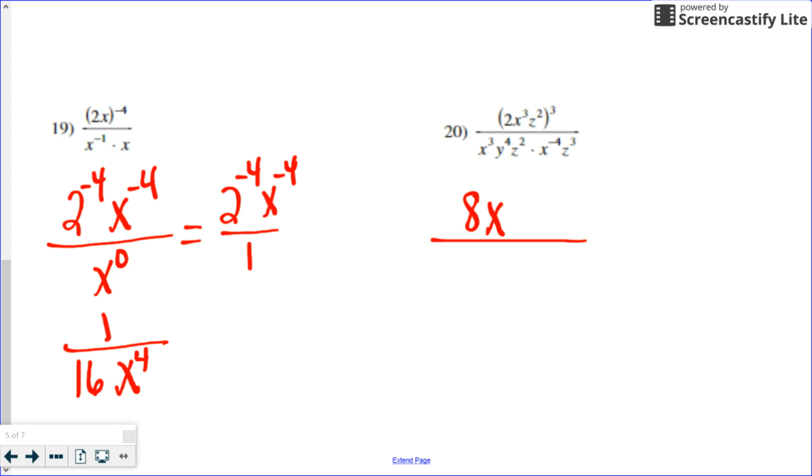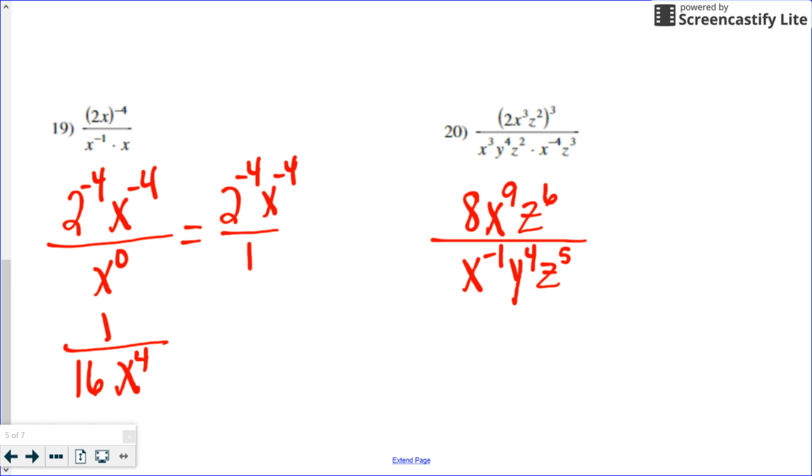Then I've got x to the 3 times 3, which is 9. And then I've got z to the 2 times 3, which is 6. Okay, that was good for multiplying our exponents. Now we're down in the denominator. Now we're multiplying the bases, which means we're going to add our exponents together. So for x's, I've got 3 plus a negative 4. So 3 minus 4 would be negative 1. I don't have anything to go with this y, so we're just going to say y to the 4th. And then z to the 2 plus 3 is going to be z to the 5th.